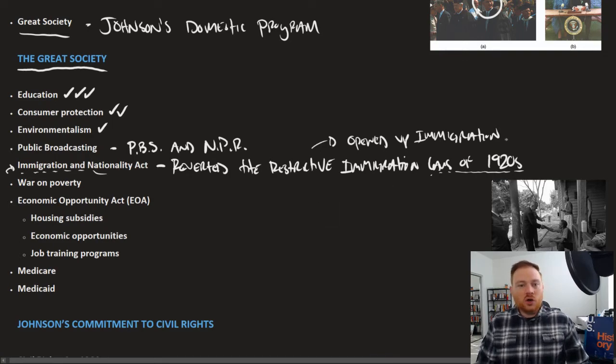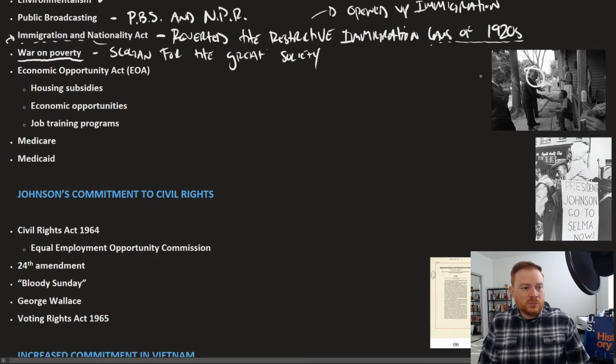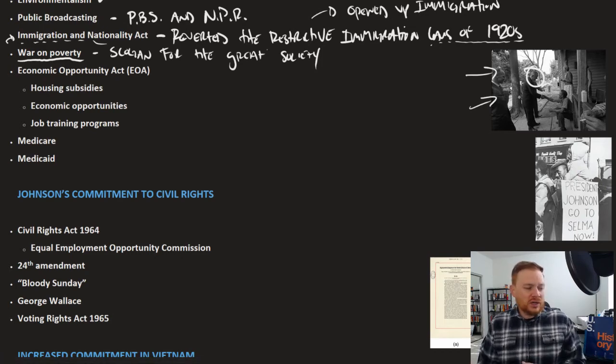Collectively, Johnson called his Great Society programs a war on poverty. So this was maybe the slogan for the Great Society. And that's really what all these programs have in common: this effort to help alleviate poverty. Here's a picture of Lyndon Johnson meeting with some people in Appalachia, which was one of the poorest parts of the nation. Appalachia is in the Appalachian Mountains, kind of on the east coast of the United States.